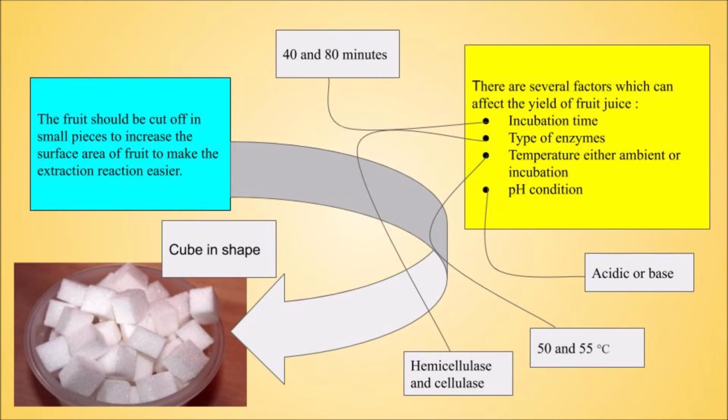For this experiment, the incubation times will be 40 and 80 minutes. The types of enzymes that will be used to speed up the extraction reaction are hemicellulase and cellulase. The incubation temperatures are 50 and 55 degrees Celsius, while the ambient temperature is the atmospheric temperature in the laboratory, which is about 20 to 22 degrees Celsius, and the pH condition of the fruit and the juice, which is acidic or basic.